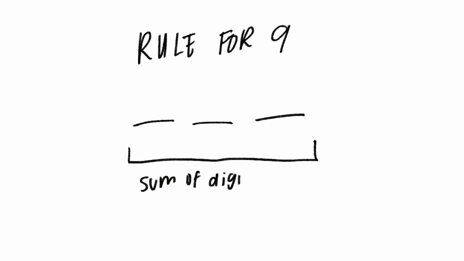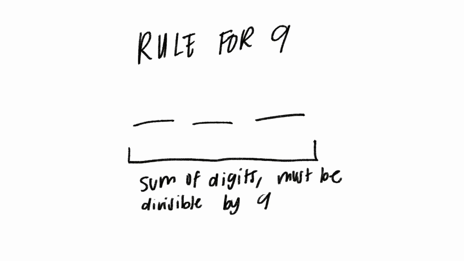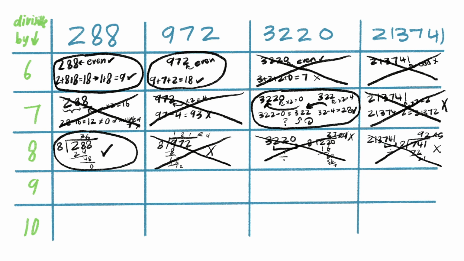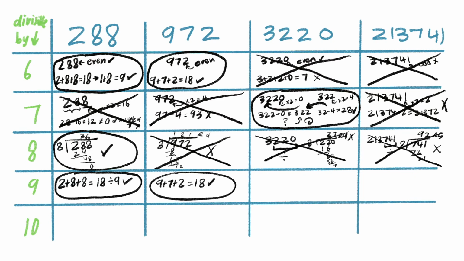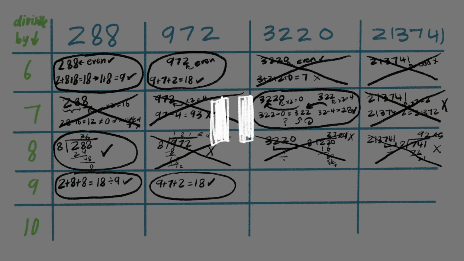Checking if a number is divisible by 9 requires you to add up all the digits together like the rule for 3. Only this time, you're checking if everything is divisible by 9. Here's what I mean. 2 plus 8 plus 8 is equal to 18, and 18 is divisible by 9. Therefore, so is 288 as a whole. 9 plus 7 plus 2 is equal to 18 as well, so 972 can be divided by 9. Try pausing and doing these last two on your own as practice.